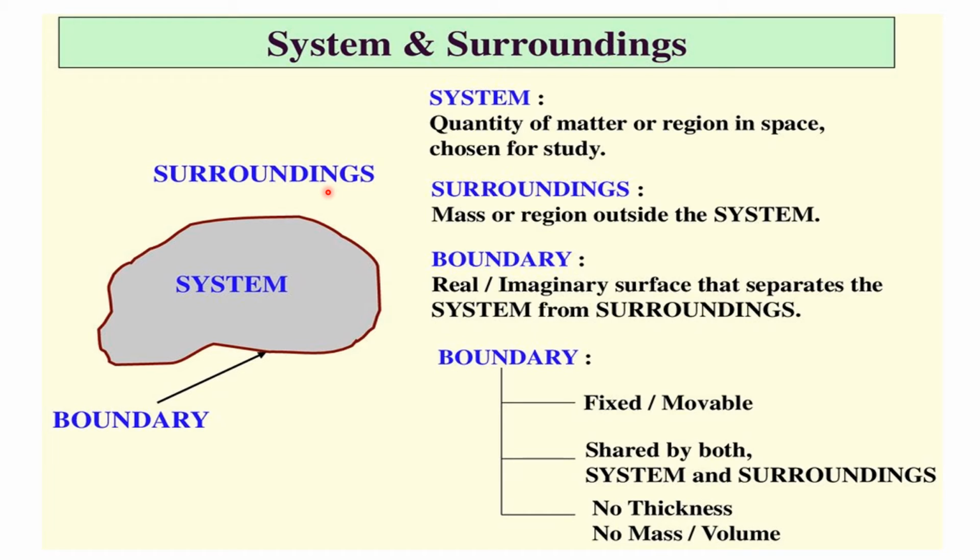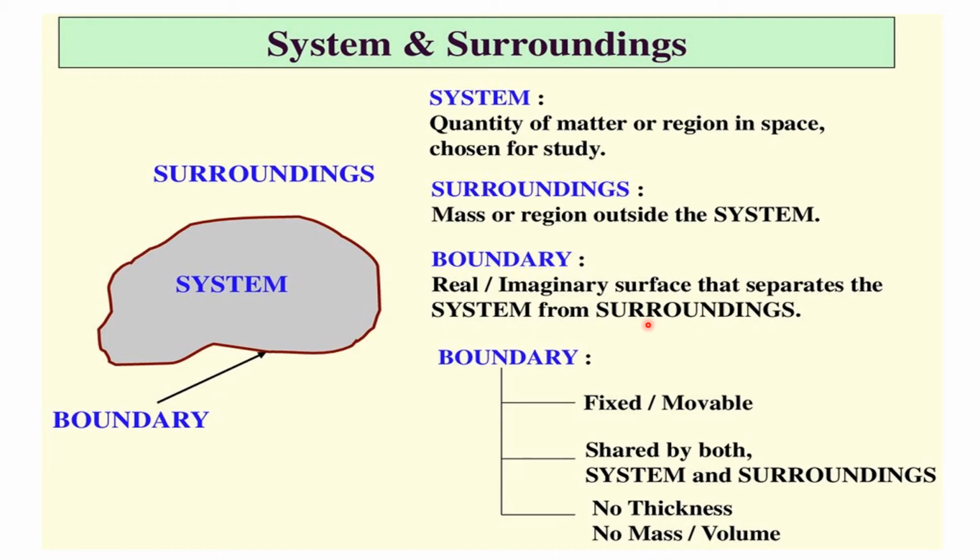The real or the imaginary surface, so this is the real surface, the real or imaginary surface that separates both the system and the surroundings, is called the boundary. So this is the real surface here. Some imaginary surface may be there which is separating both the system and the surroundings.